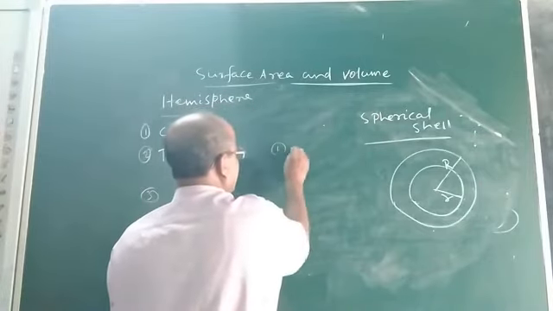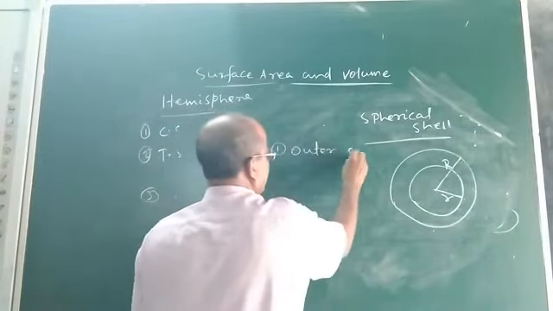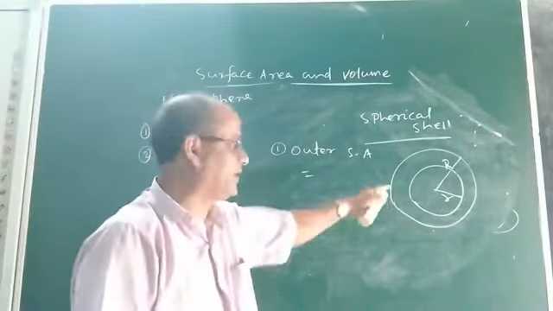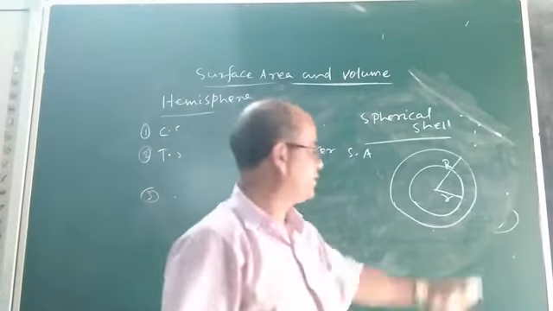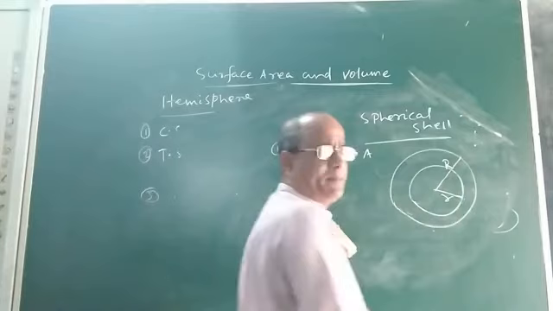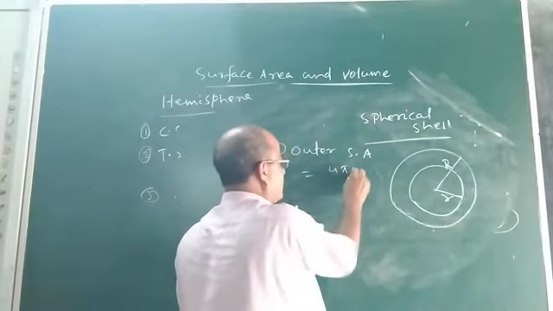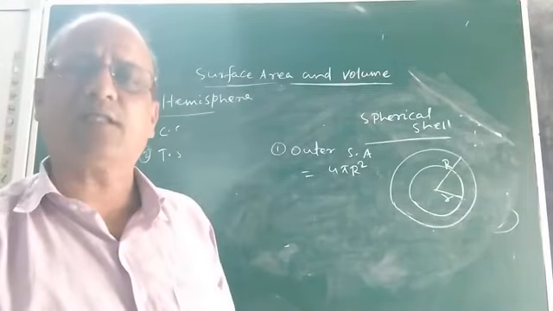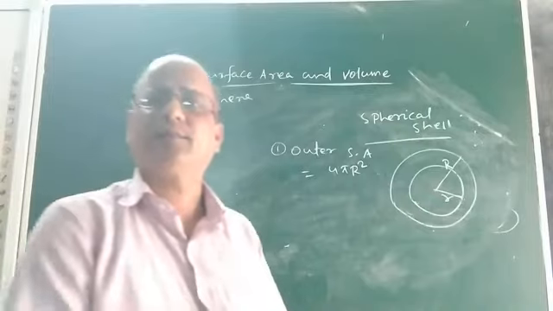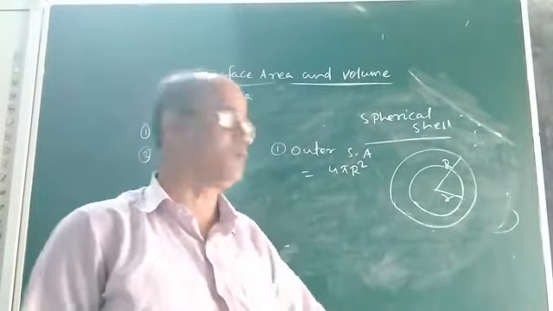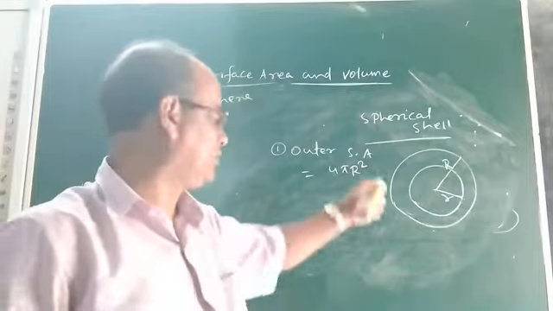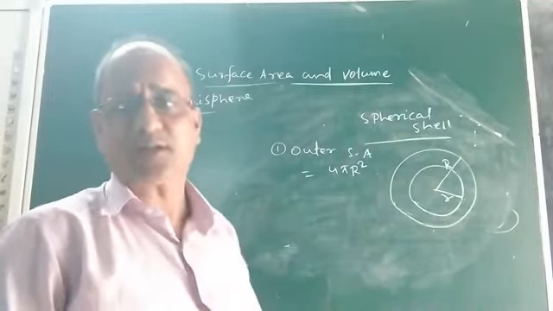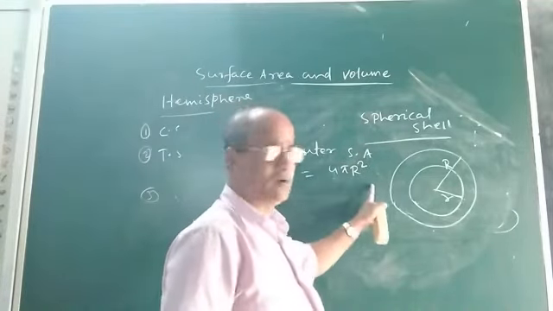What will be the formula for the outer surface area of this spherical cell? Now the outer surface has radius capital R, so it will be 4 pi capital R square. That means in a spherical cell, the outer surface area will be found by using the formula 4 pi into capital R square. Capital R is the radius of the outer sphere.